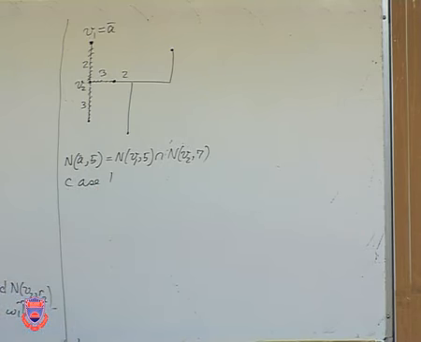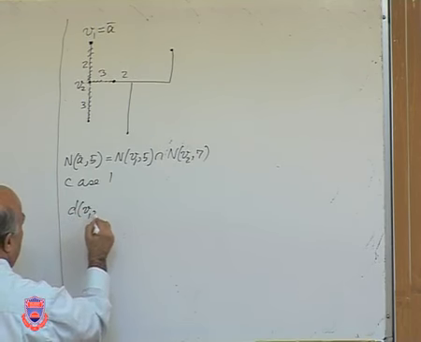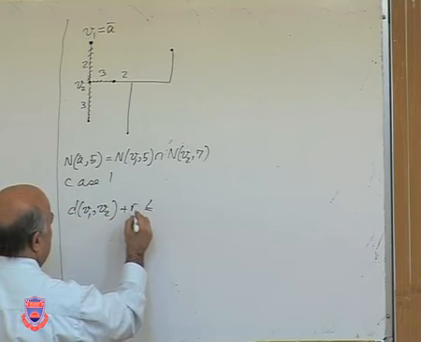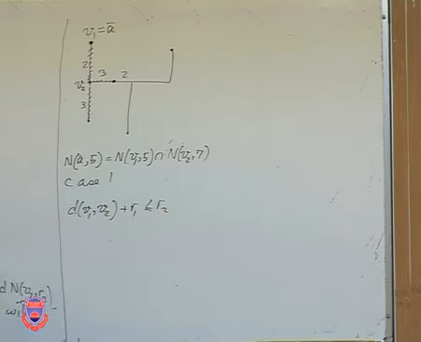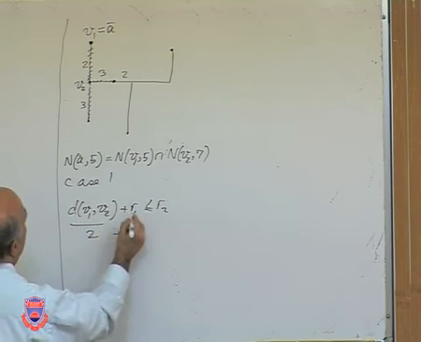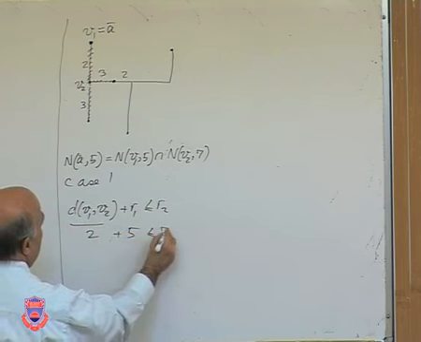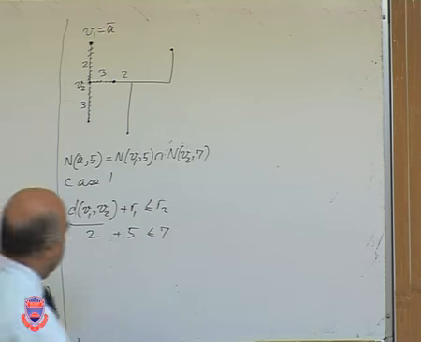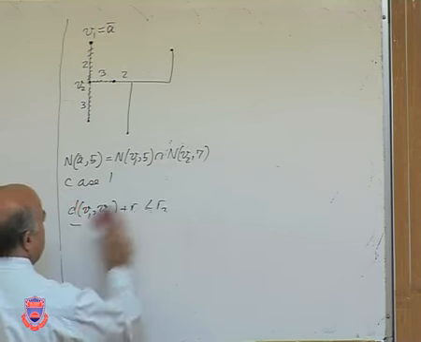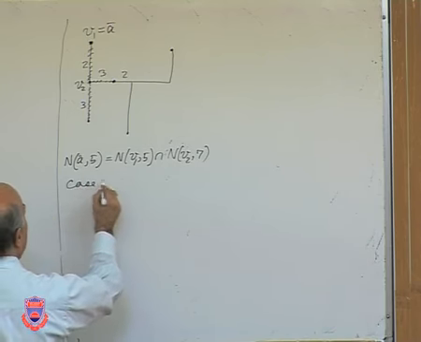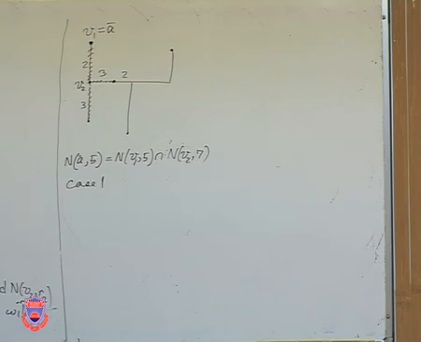Are we sure about that? The distance between V1 and V2, let me just check. In case 1, we want this to be true, right? R1, and you want R2 here. That's right. And this distance is 2. R1 is 5. That's 7. Yeah, case 1 certainly applies. Okay? Okay, so that's my first output.